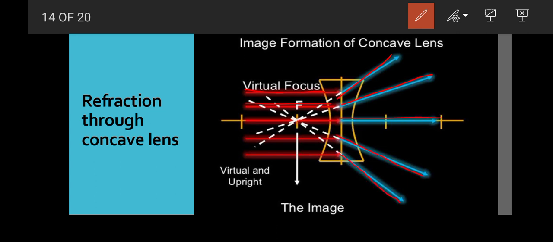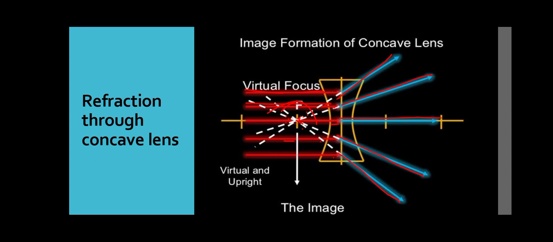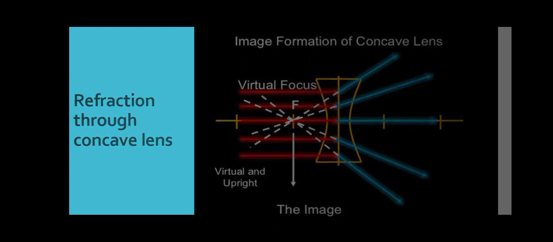So they should be extended backwards to a point where they will meet. This is the virtual focus, and virtual and upright images will be formed, and their sizes will be smaller whatever the location of the object. So we have to take the focal length of a concave lens as negative because it's a virtual focus here.